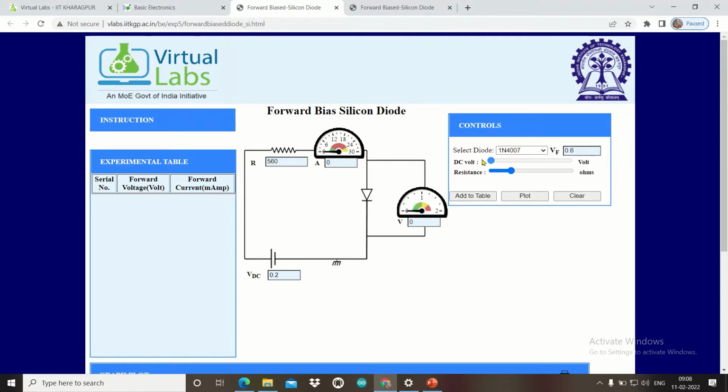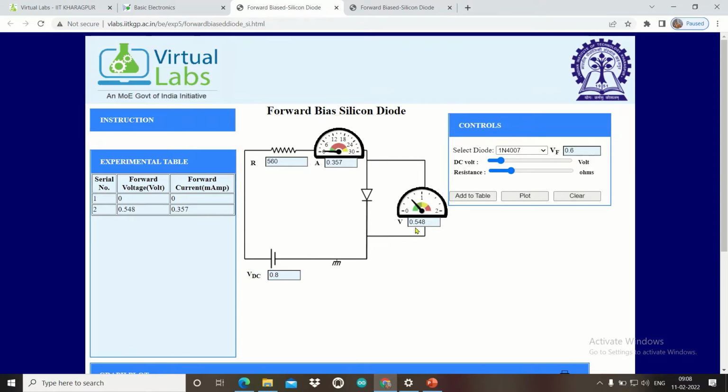I will keep it at the lowest value, and I will add this value to the table. You can find whenever I push this add to table button, the first serial number value is recorded in the experimental table. Then we will increase the voltage. This is a problem that you will face with this software. Many times they do not accept a small change in voltage. So I will go like this.